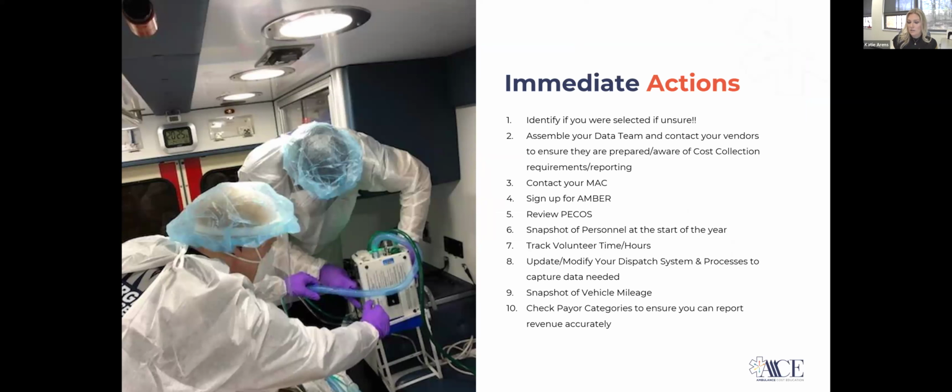Immediate action items. We're nearing the top of the hour here, so apologize, but what you need to do today is first understand if you were actually selected. If you're unsure, go ahead and reach out to us. We'll put the email address here in the comments so we can help you verify if your NPI, your organization, has been chosen to collect data and respond this year or last, and then we'll assist you with what the next steps look like. Make sure you sign up for Amber.